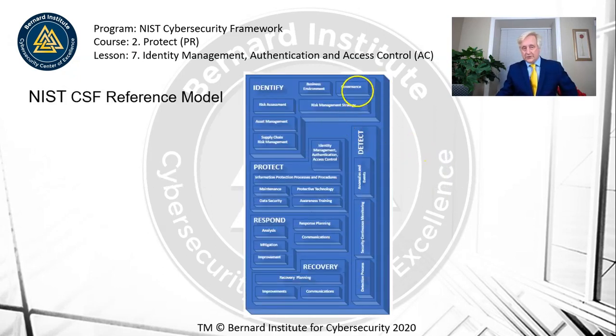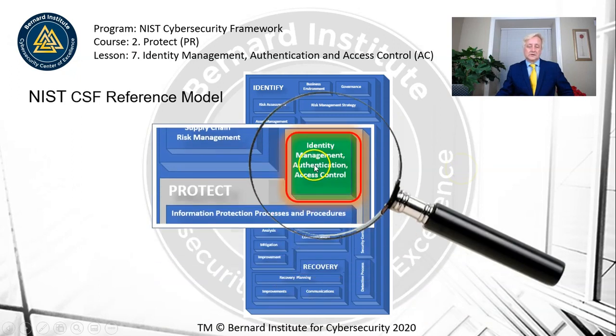Within the reference architecture, you can find this section right here. There's a number of controls that we're going to be going through. So you can see there's 6 different lessons in this one module. And this one is called Identity Management, Authentication, and Access Control. You can find this information up here too on the header throughout all of the slides within the program.